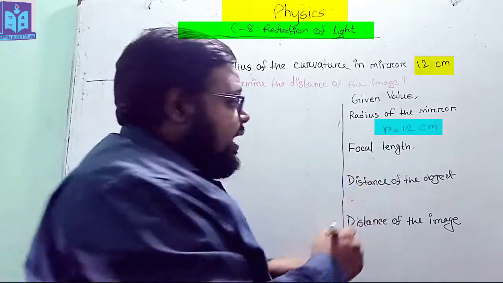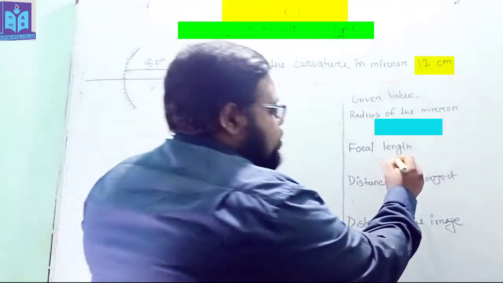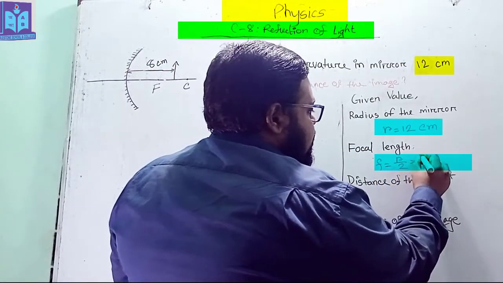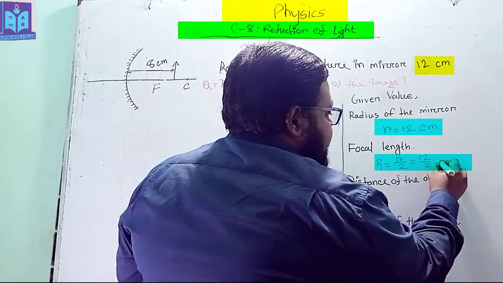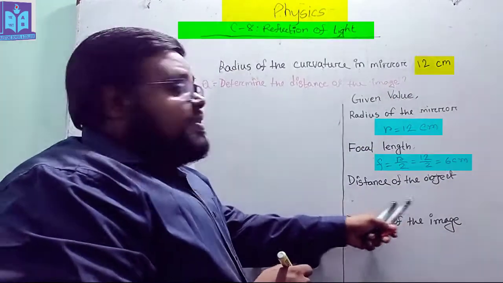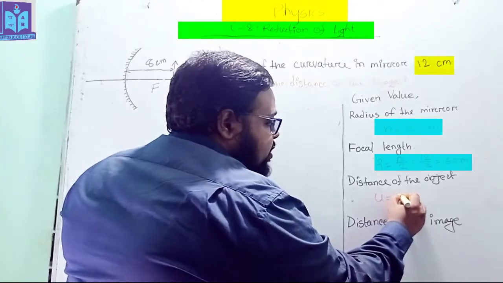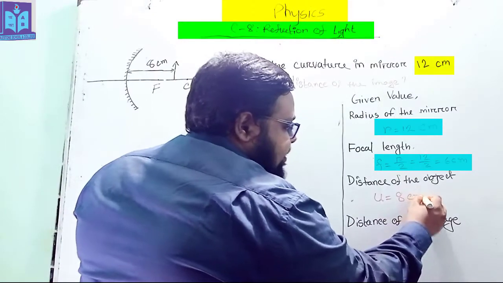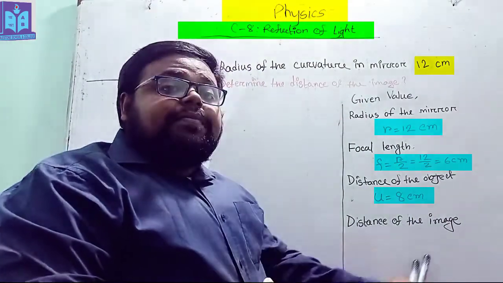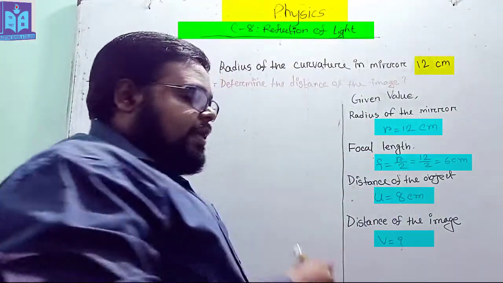Here you can see that the radius of the mirror R equals 12 cm, and we know that the focal length F equals R divided by 2. That means 12 divided by 2 equals 6 cm. And the distance of the object U equals 8 cm. And we have to find out the distance of the image. That means V equals what?